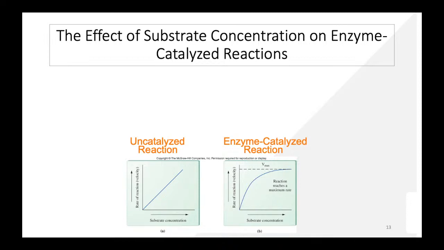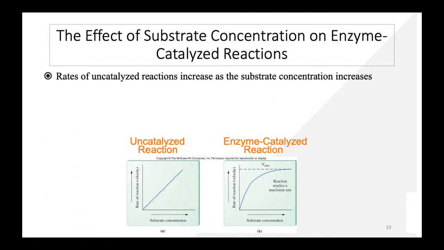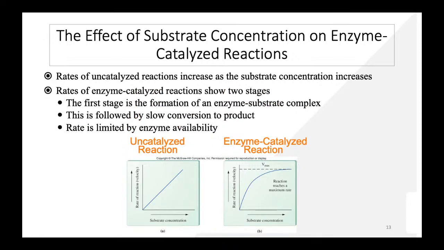Now, the effect of substrate concentration on enzyme catalyzed reactions. You have an uncatalyzed reaction and an enzyme catalyzed reaction. In the uncatalyzed reaction, if the substrate concentration increases, the rate of reaction also increases, so they are linear to each other. But in the other case, it will be hyperbolic. At one point it reaches a saturation point and doesn't increase much, and that value is the Vmax. So the rate of uncatalyzed reactions increases as the substrate concentration increases, while the rate of enzyme catalyzed reactions shows two stages. First, the enzyme substrate complex is made, and then slow conversion to product is done. The rate of reaction is limited by how much enzyme is present.